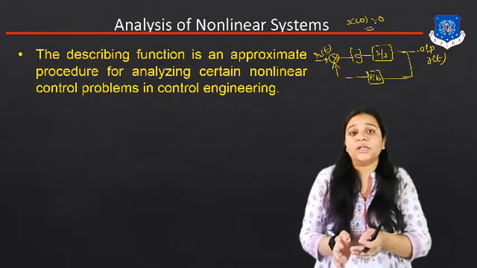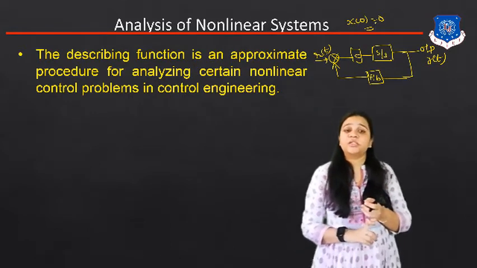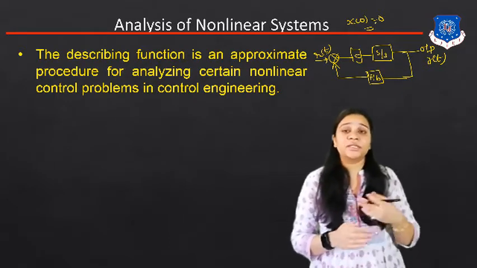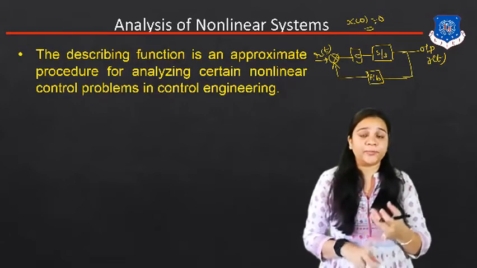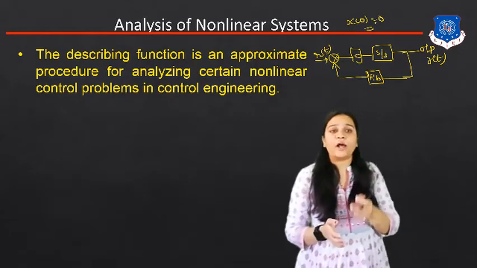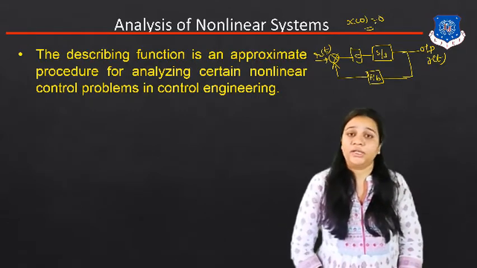So a nonlinear system depends on three things. The first is the initial condition, the second is the amplitude, and the third is how the output changes depending on the system parameters. So this is all about the nonlinear system.